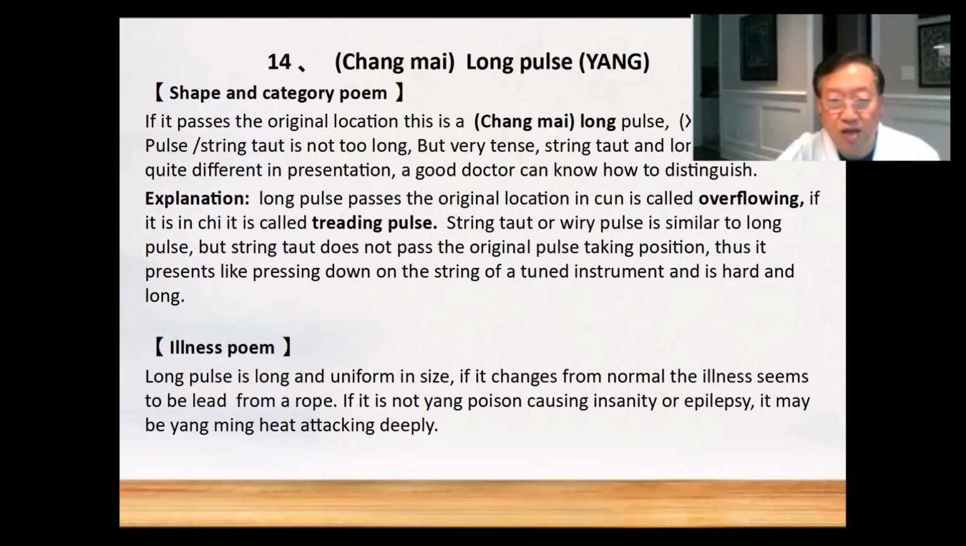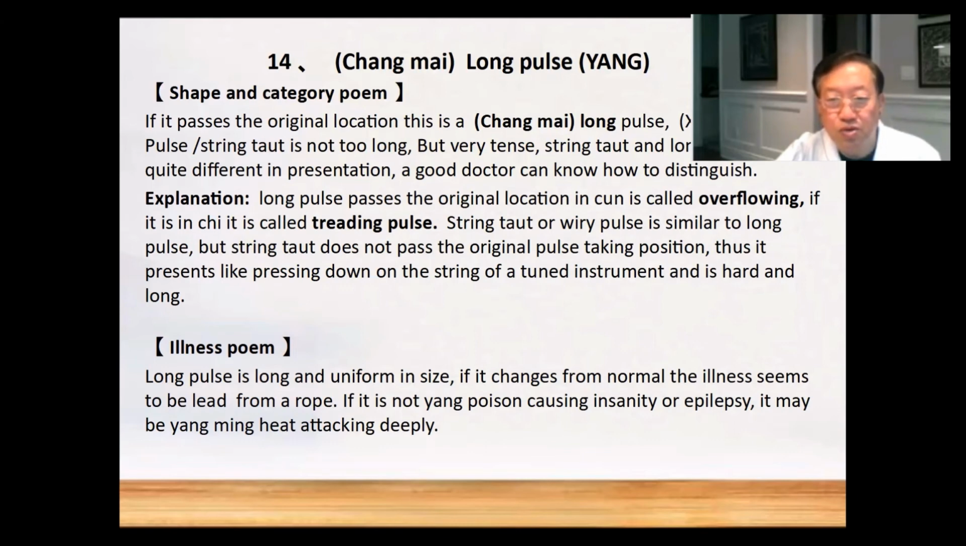Explanation. Long pulse passing the original location in Xuan is called overflowing. If it's in Chur, it's called treading pulse. String taut or wiry pulse is similar to long pulse, but string pulse does not pass the original pulse taking position. Thus, it presents like pressing down on the string of a tuned instrument and is hard and long.